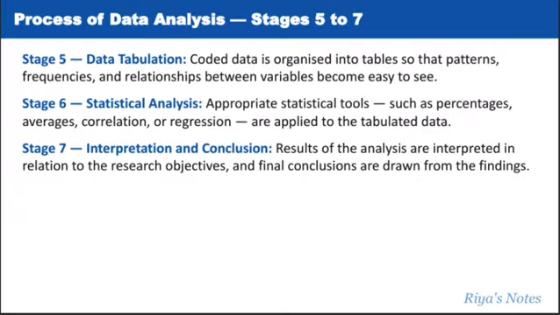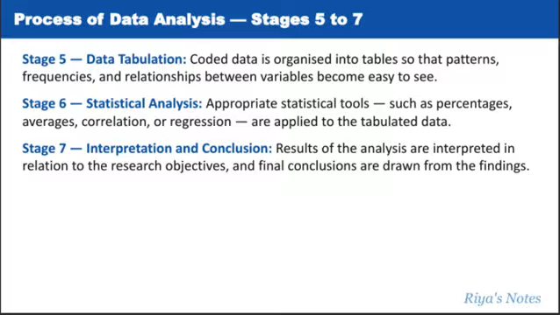Process of Data Analysis, Stages 5 to 7. Stage 5, Data Tabulation. Coded data is organized into tables so that patterns, frequencies, and relationships between variables become easy to see. Stage 6, Statistical Analysis. Appropriate statistical tools, such as percentages, averages, correlation, or regression, are applied to the tabulated data.